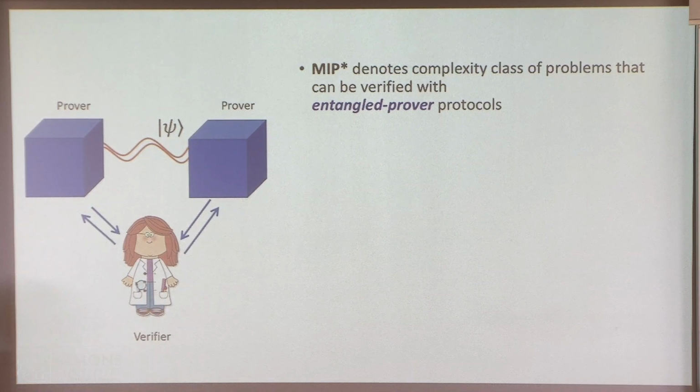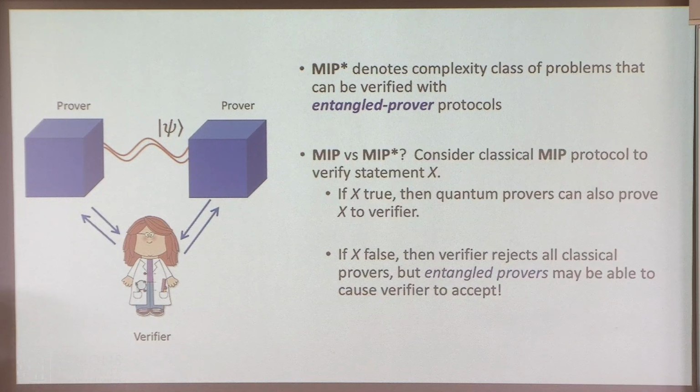So now back to the quantum case. These two provers share entanglement. We denote the class MIP star. Right? This is a set of problems that can be verified in this model. How do these two models compare? What is the relative power between MIP versus MIP star?